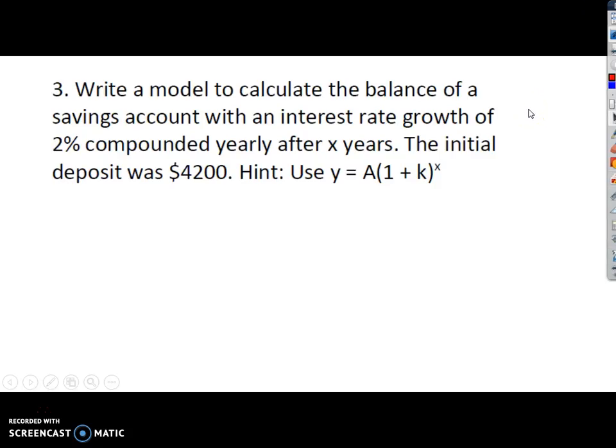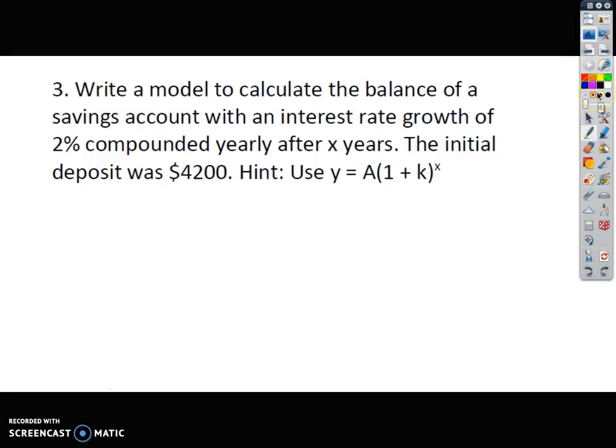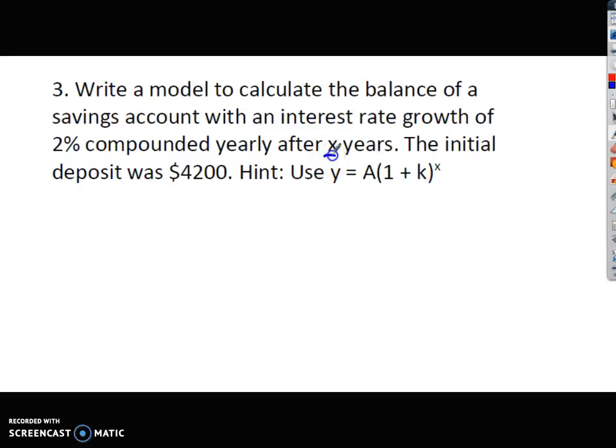Number 3 says write a model to calculate the balance of a savings account with an interest rate growth of 2% compounding yearly after x years. The initial deposit is $4,200. Hint, use y is equal to a times 1 plus k to the x power. So it already sets it up for you. This is exponential growth, so we're just going to plug in all the numbers. All it wants is the model, the equation we're going to use. It doesn't tell me to plug anything in to see the result.